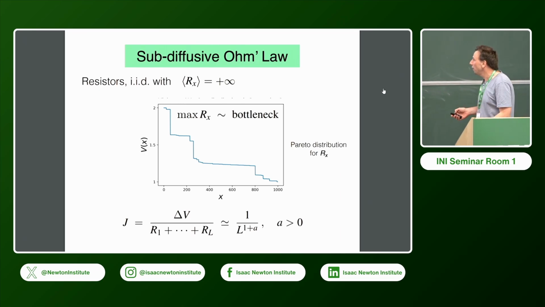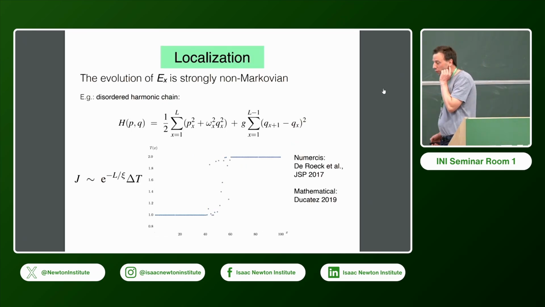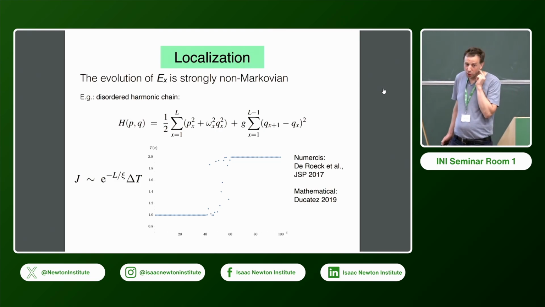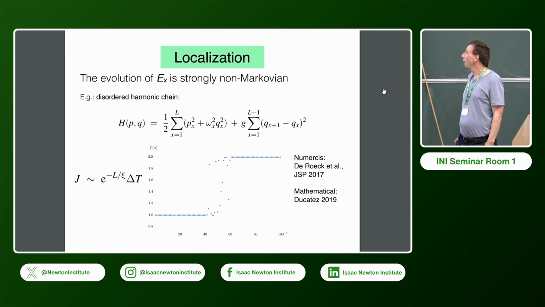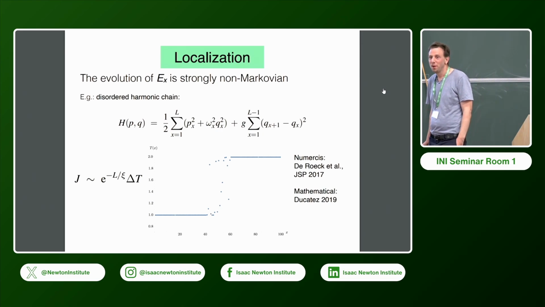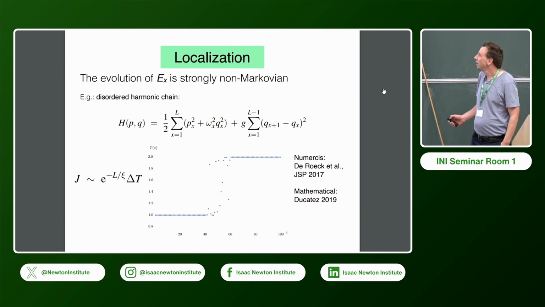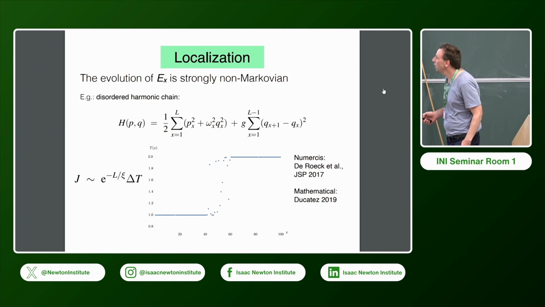And then the third thing is of a very different kind in a way, which is the thing called localization, from the Anderson localization. And I think this fits with the thematic of this workshop, because this is fairly well related to the fact that the evolution of the local energy is strongly non-Markovian in this case. So it's strongly self-interacting in some sense, right? So here is an example.